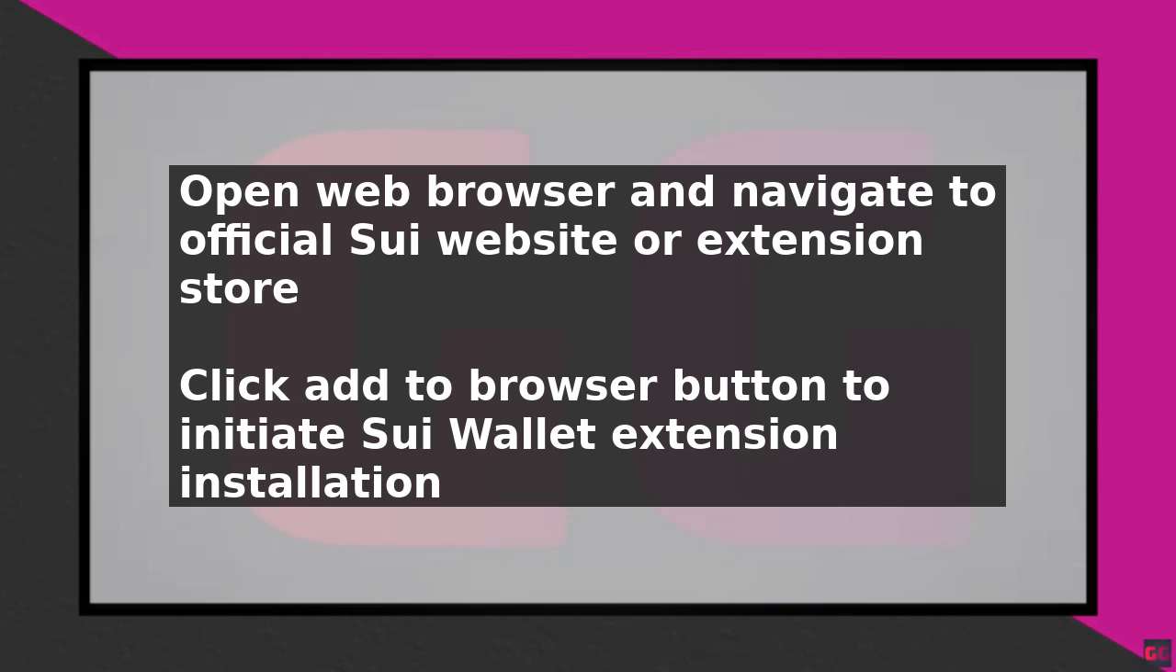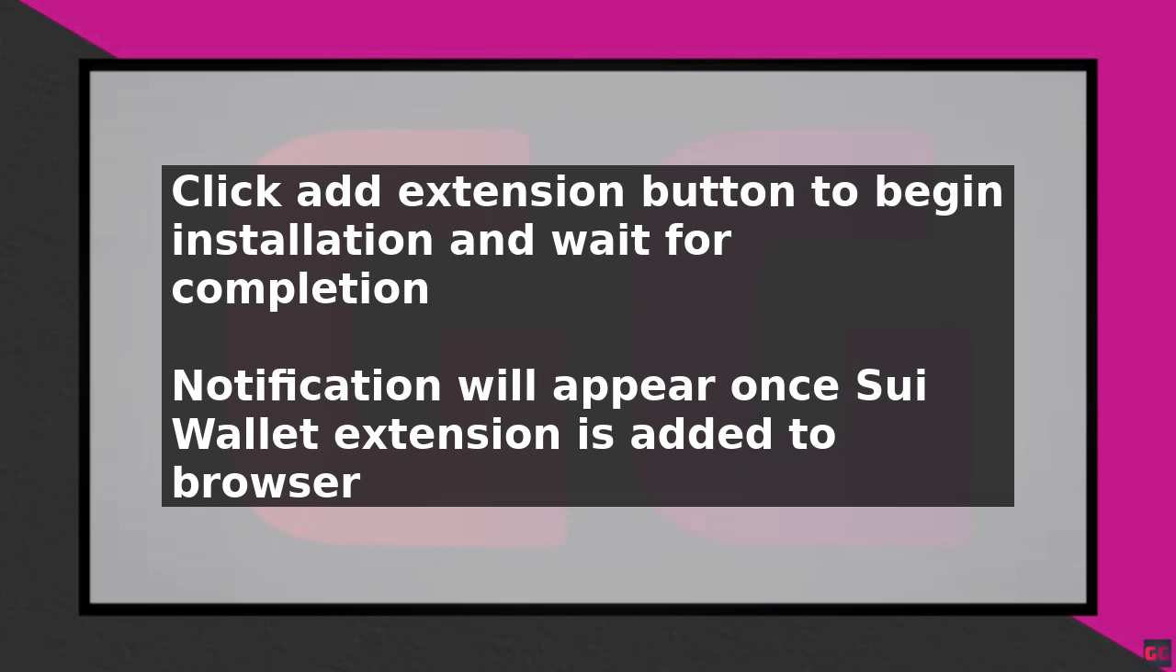Once the installation is complete, you will see a notification that the Sway Wallet extension has been added to your browser. Next, click on the Sway Wallet icon in your browser toolbar and select Create a new wallet. You will be prompted to create a password and agree to the terms of service. Make sure to choose a strong and unique password to secure your wallet.